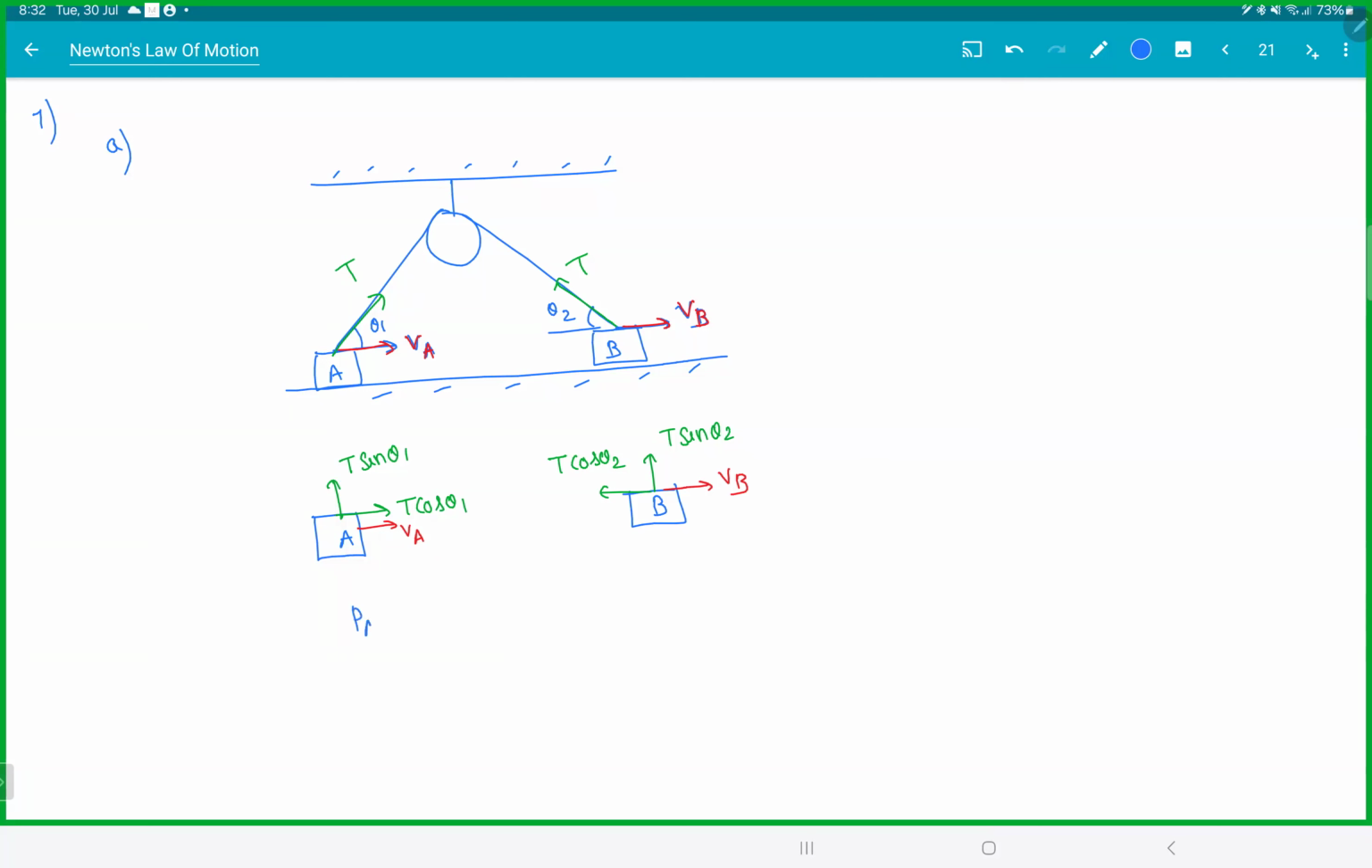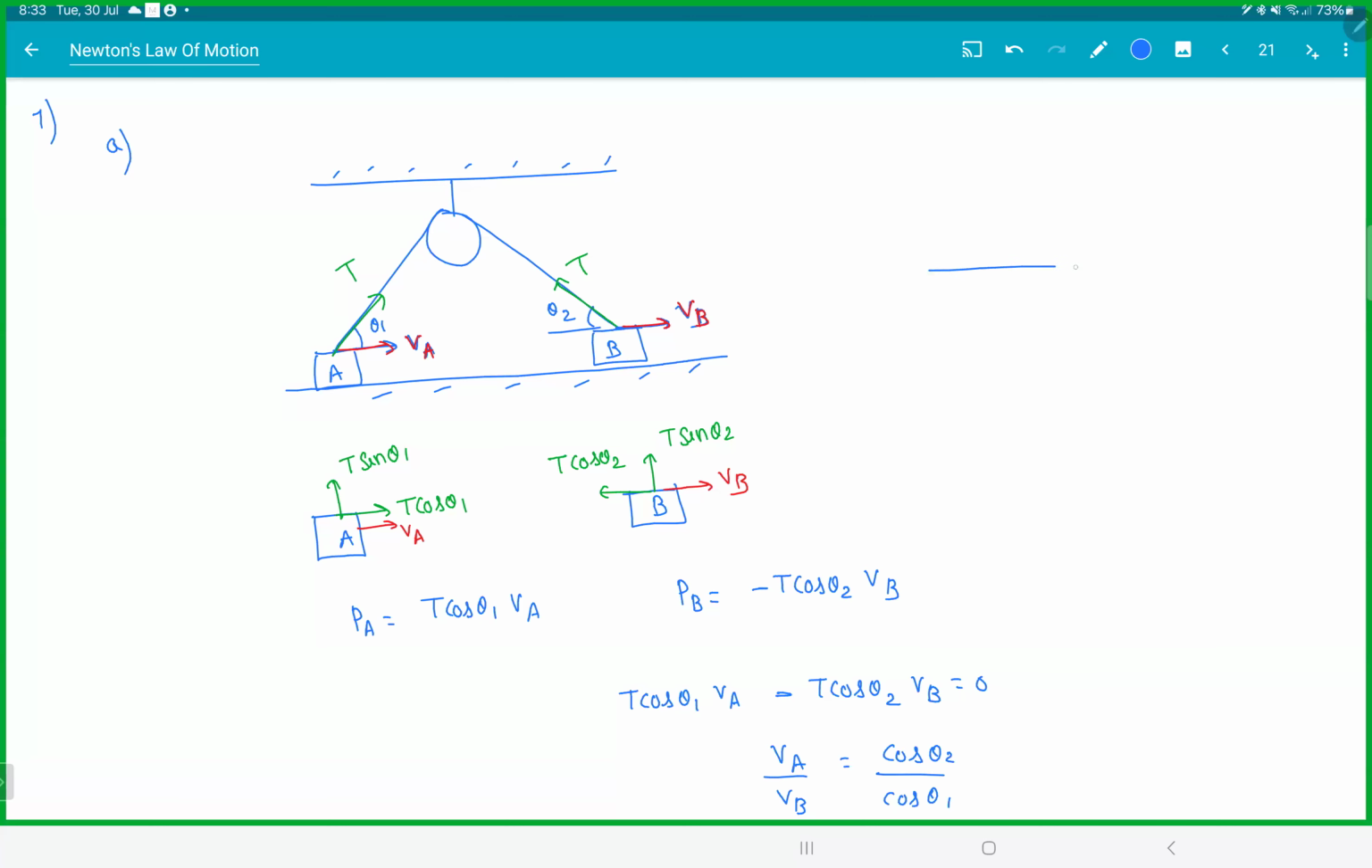So power on A will be T cos theta 1 into VA, the horizontal component into velocity. Power on B, tension is opposite, so minus T cos theta 2 into VB. Make sense? Keep it simple. Divide into components, it keeps your life easy. The total power is 0. T cos theta 1 VA minus T cos theta 2 VB is equal to 0. VA by VB is cos theta 2 by cos theta 1. Clear, everyone?